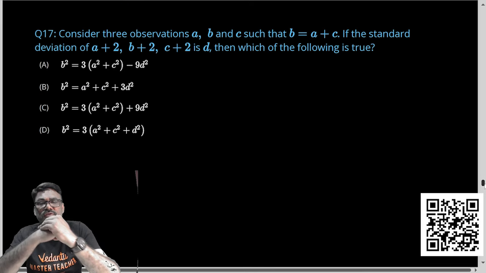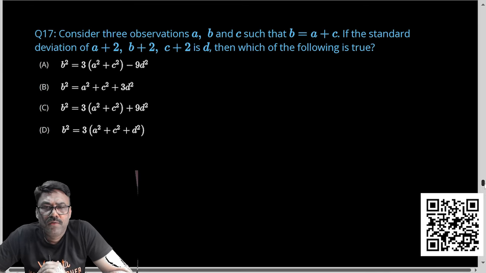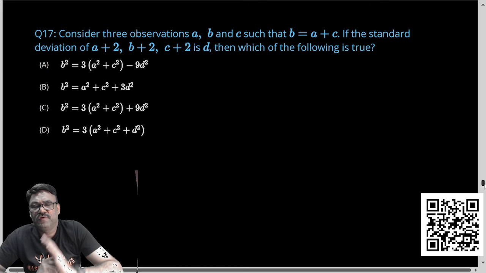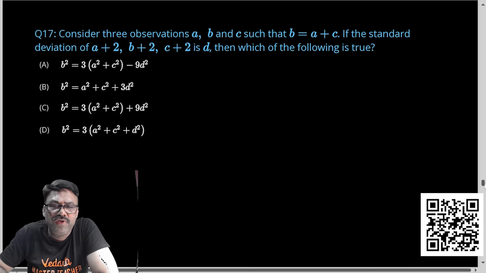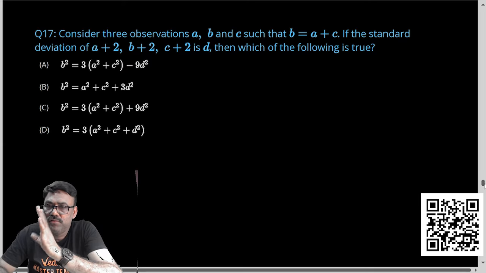Let's see question number 17. Based on statistics, standard deviation: A, B, C are three numbers such that B is A plus C. Standard deviation of A plus 2, B plus 2, C plus 2 is D. Then which of the following is true? See, standard deviation of A plus 2, B plus 2, C plus 2 is the same as standard deviation of A, B, C. If you add or subtract 2 from each number, standard deviation will remain the same.